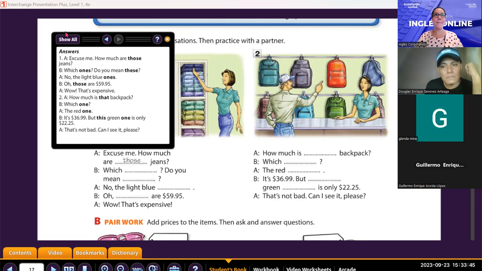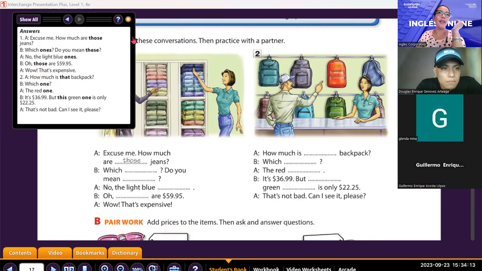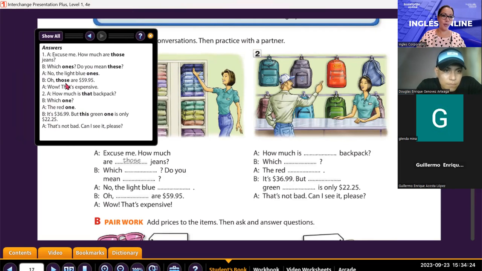Volunteers throughout, please. Me. Okay, Douglas, you are A, and can someone help with part B? Me. Glenda, thank you so much. So you do the two conversations, Douglas, you are A, and Glenda, you are B. Excuse me, how much are those jeans? Which ones? Do you mean this? No, the light blue ones. Oh, those are $59.95. Wow, that's expensive.